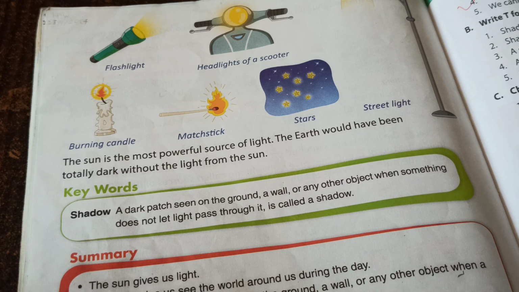Now, most important keywords. Only one keyword here. Shadow. A dark patch seen on the ground or on any other objects when something does not let light pass through it is called a shadow.